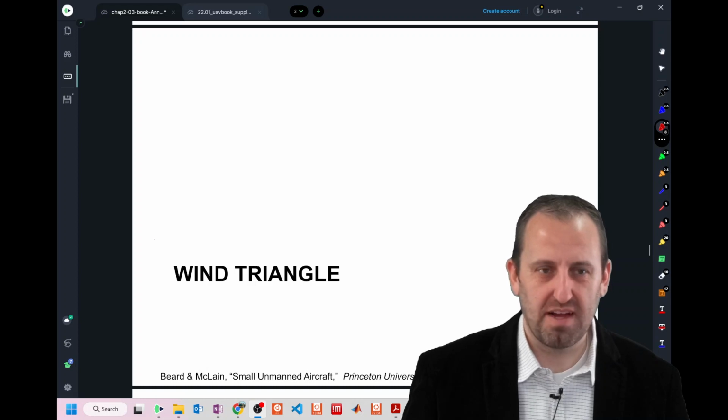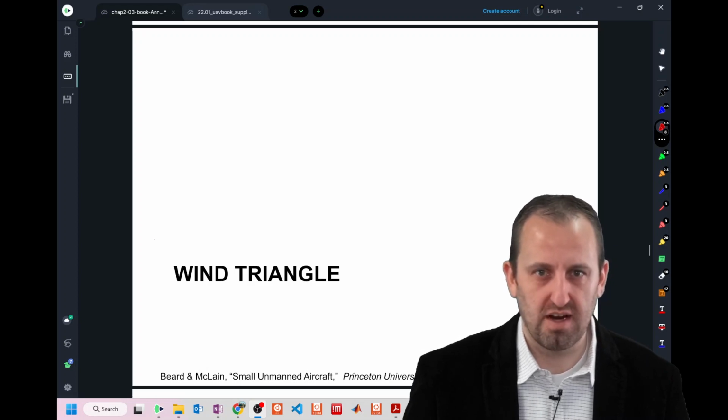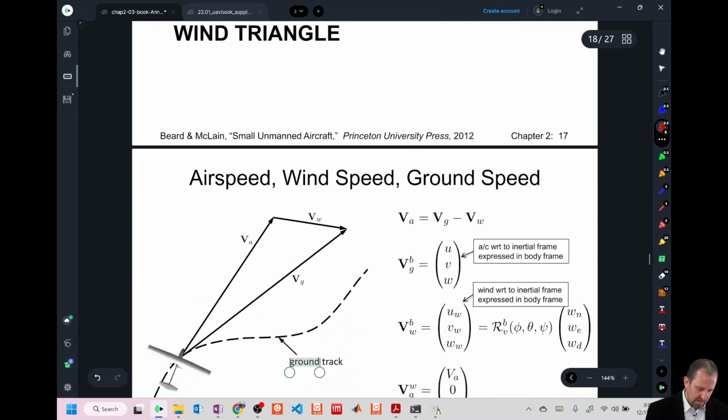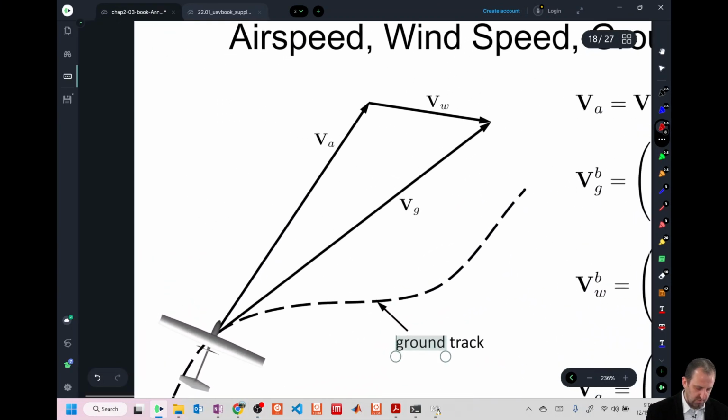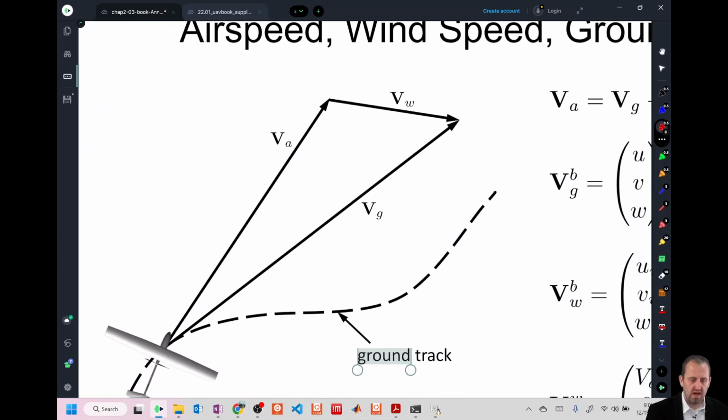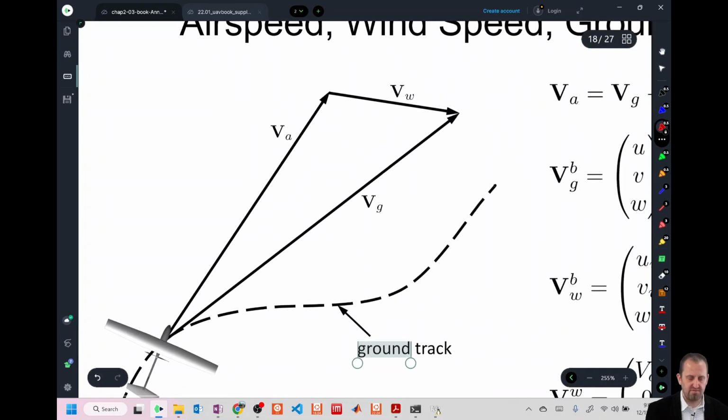Today we're going to be talking about the wind triangle, which is essential for when we start talking about the forces and moments that act upon our aircraft. So let's go ahead and get started. The wind triangle, as we see here, is formed by three different vectors.